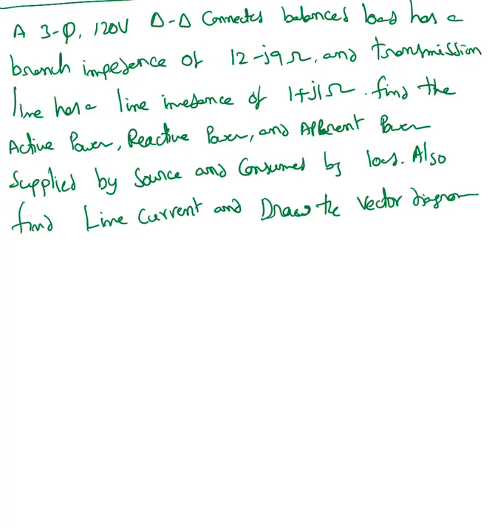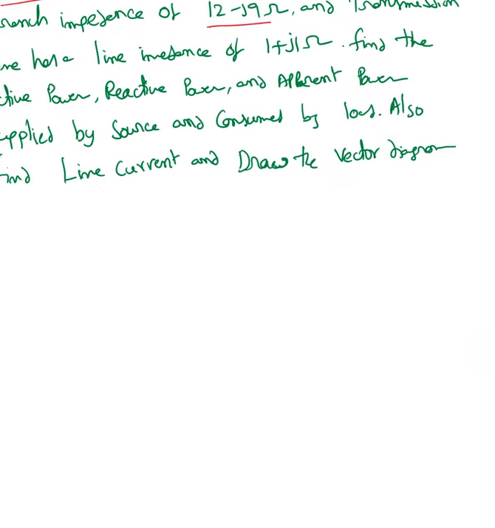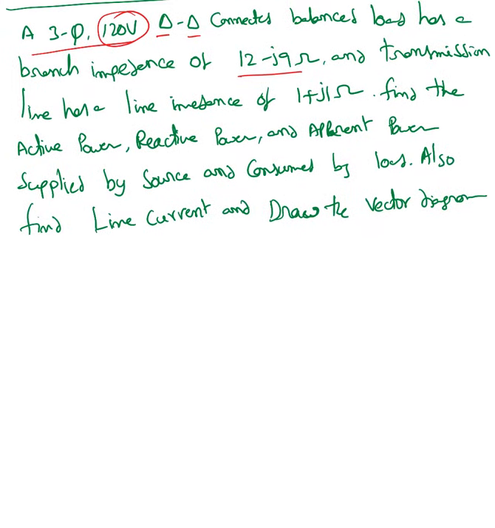Here is the next example on a delta-delta connection, three-phase. In this example, he gave us three-phase 120 volt. Remember always that's a line-to-line value, delta to delta. So source is also delta, load is also delta. Connected balanced load has a branch impedance of 12 minus J9. So each branch of the load has 12 minus J9 ohms, and it is a delta load.